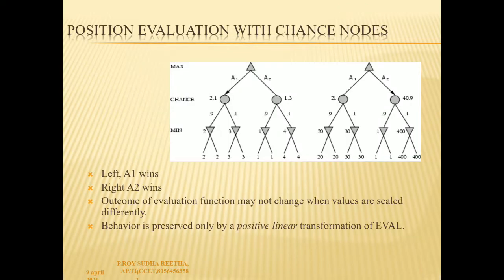And here in this slide we explain the position evaluation with the chance node, that is, A1 wins. If A1 wins, that is the left side, what are the various outcome states, and if A2 wins, what are the various outcome states, and we are going to find the eval value for both under the linear transformation.